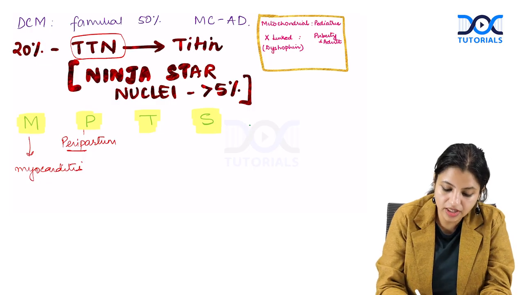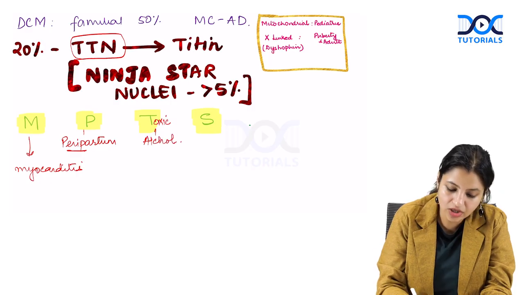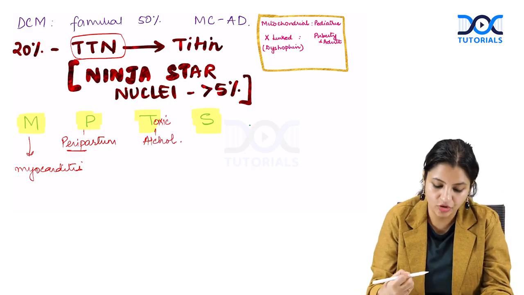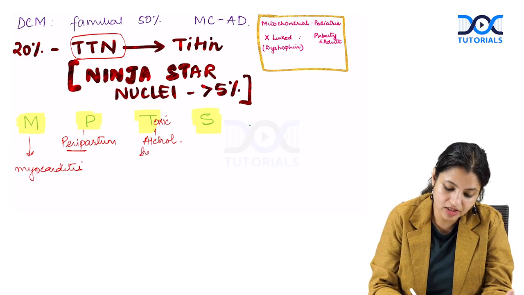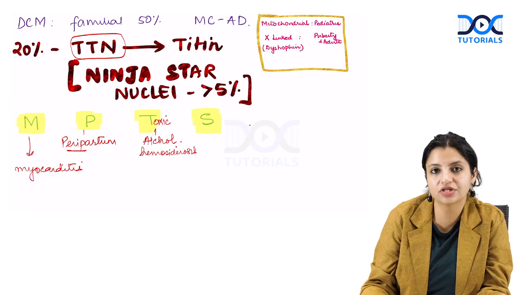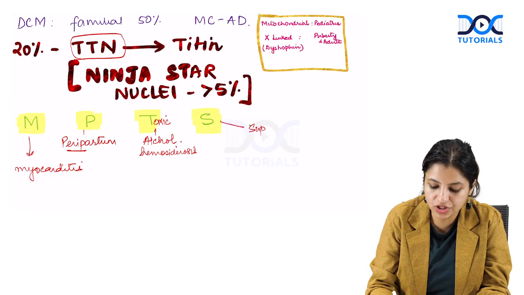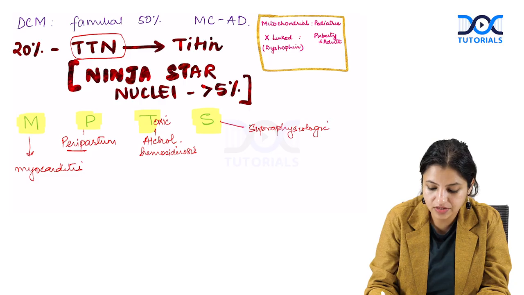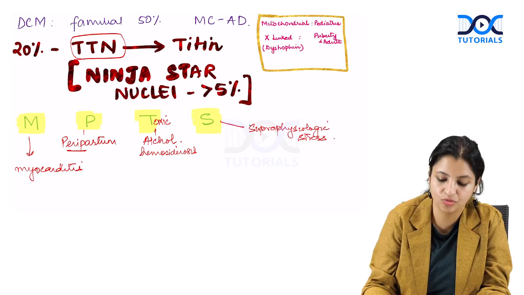Okay, then T is for toxic. Toxic is usually alcohol. So post alcoholism also we can have dilated cardiomyopathy. Okay, also you have to remember even one more toxic is hemosiderosis. So in hemosiderosis, most common cardiomyopathy is dilated. Okay, so it can have restricted also, but dilated is more common. Okay, then we have supraphysiological stress. So whenever we have supraphysiological stress, excessive stress, then we can have dilated cardiomyopathy.